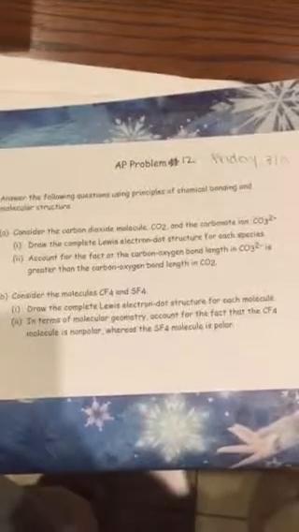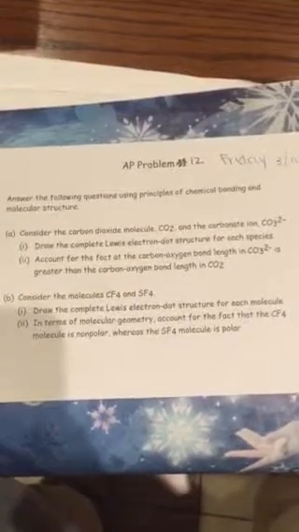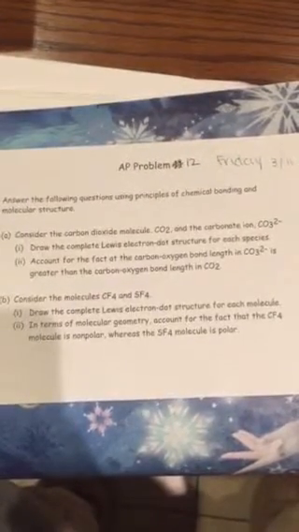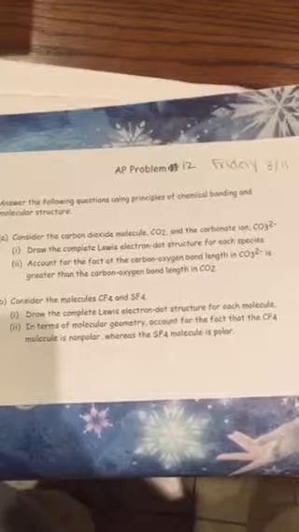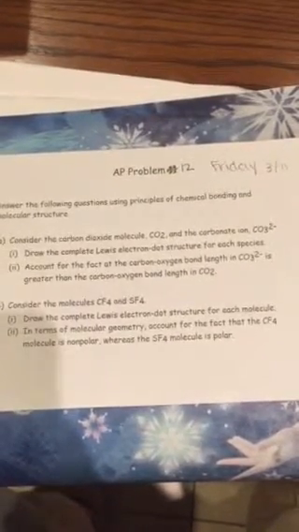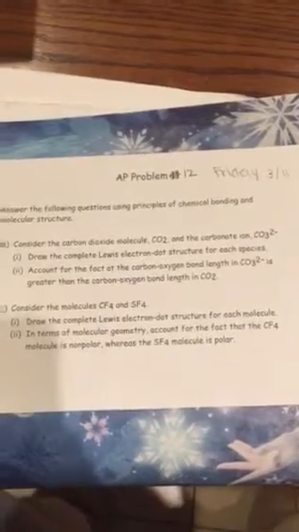This is Katie Bowman's AP problem number 12. Let's start by reading the question. Part A asks, consider the carbon dioxide molecule CO2 and the carbonate ion CO3 2-. It asks to draw the complete Lewis electron dot structure for each species.